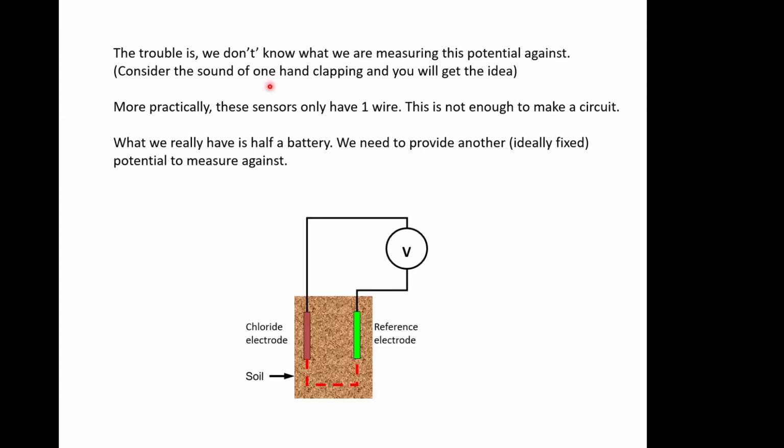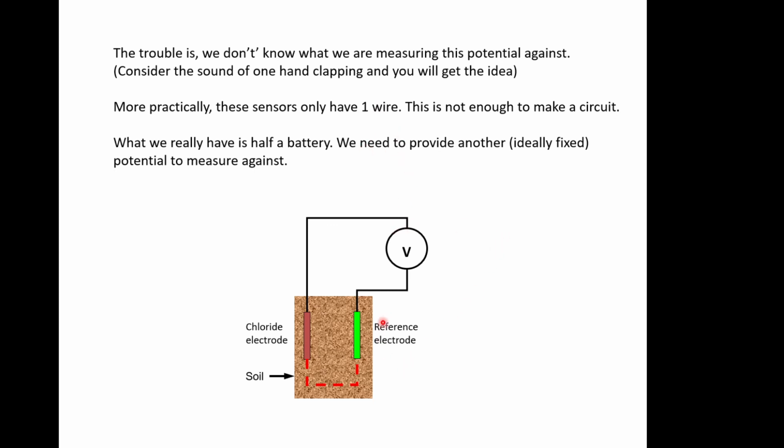Trouble is, we don't know what we're measuring this potential against. It says here, consider the sound of one hand clapping and you'll get the idea. What we've done is we've made half a battery, and these sensors as constructed only have one wire. So how do you measure against that? What you're measuring it with respect to? So we need to create another one.